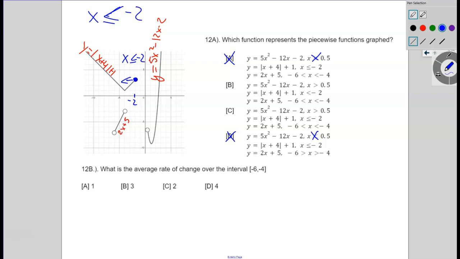Between B and C, C is my correct answer, because B cannot be: it has a less than, an open circle. Just to make sure we are correct, we can check the last function. At answer C it should be both open circles between -6, if we trace it up, and -4. That is correct. Now, it's asking what is the rate of change of the interval.